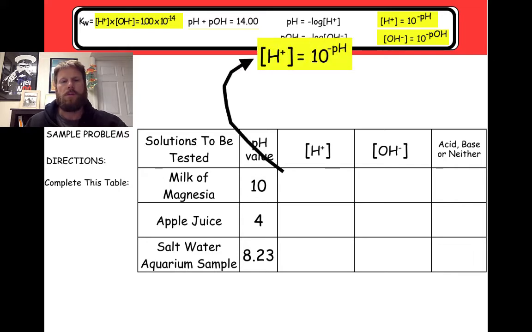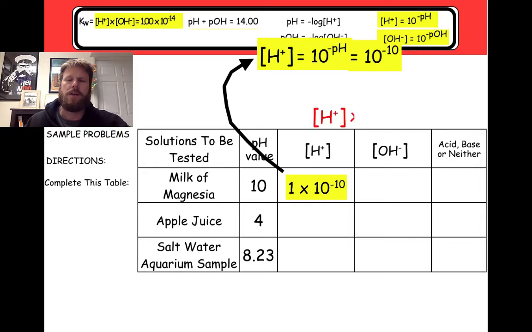But if we know the pH for milk of magnesia is 10, then to find the H plus concentration, we simply take 10 to the negative 10th. So that means our H plus concentration is 1 times 10 to the negative 10th. Because of this, we can make use of the fact that the H plus concentration times the OH minus concentration is 1 times 10 to the negative 14th. Our exponents on our H plus and OH minus have to add up to negative 14. So OH minus has to be 1 times 10 to the negative 4th in milk of magnesia.